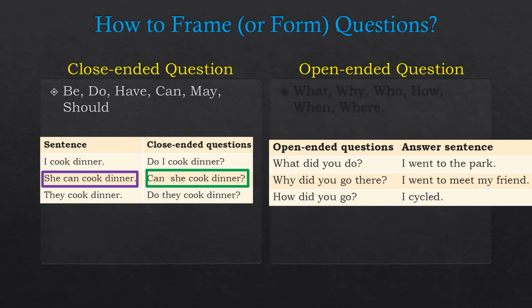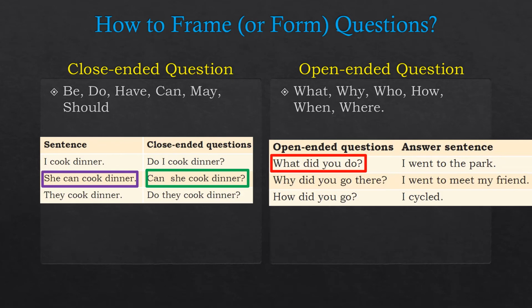So, in this type of question where we can get the answer in yes or no, the type of the question is close ended. Then, to form an open ended question, you can use the W family words what, why, who, how, when, where. All these words can be used to form open ended questions. For example, if we ask, what did you do? Then you cannot answer in yes or no. You have to answer in detail. That is why it is an open ended question.